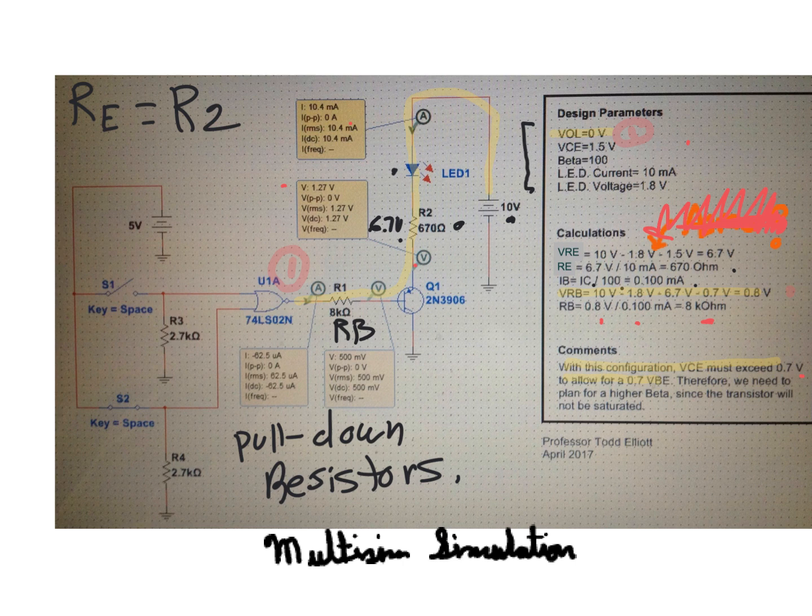So here we're using the PNP transistor to directly drive an LED, and the transistor is controlled by the logic gate output. And you can see then, in order to forward bias the transistor, the base has to be low, so the output of the gate has to be low to turn it on.